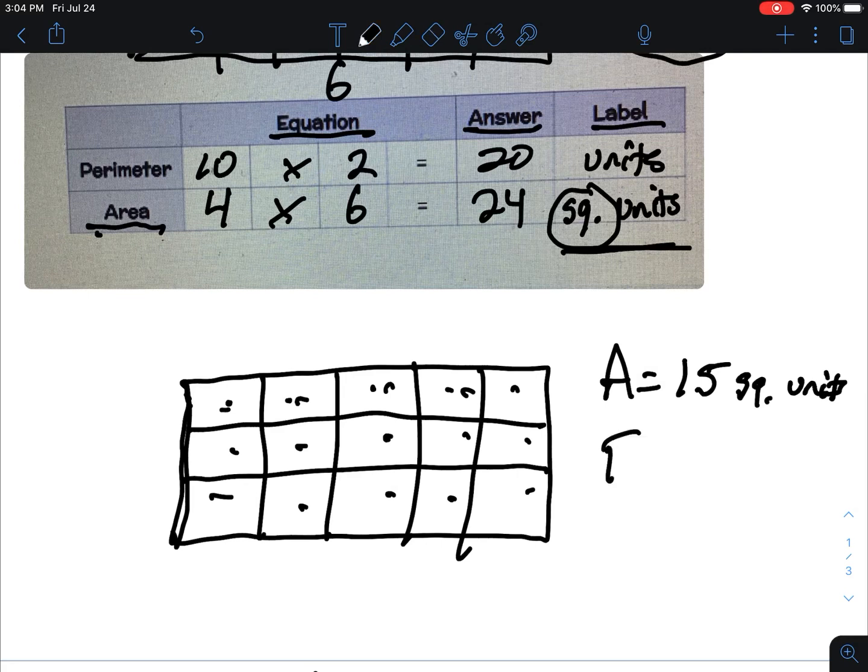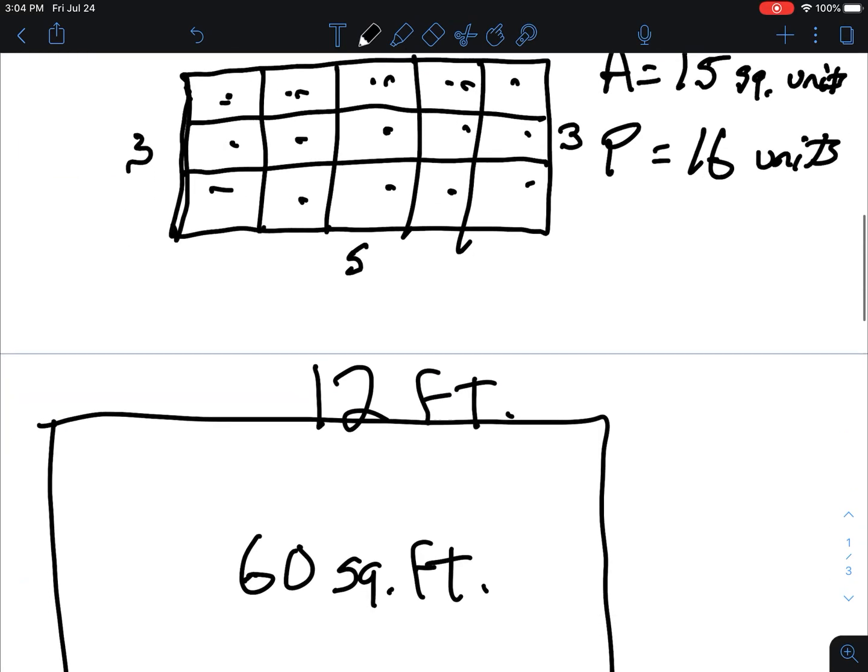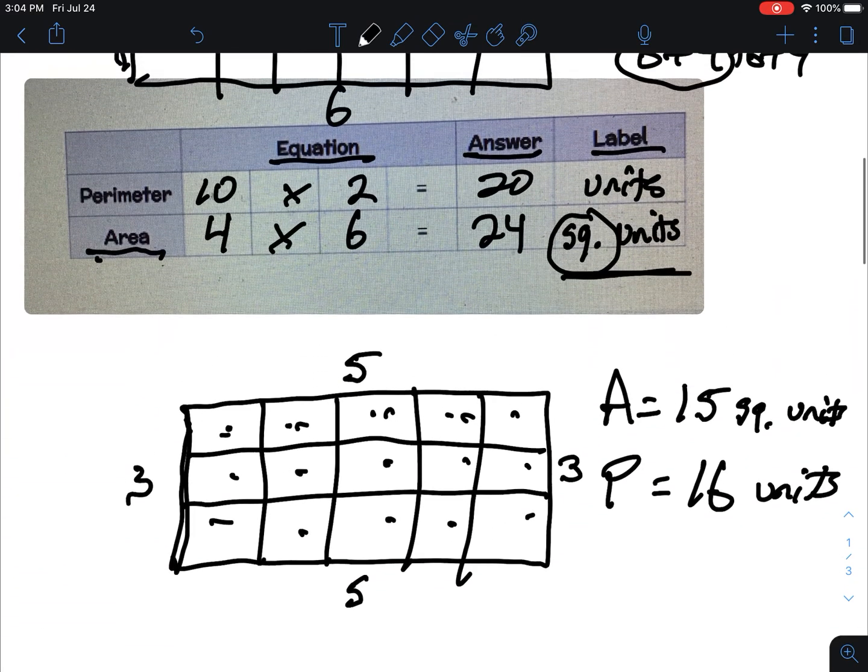All right, and then second thing I want you to do is, now I want you to find what is the perimeter of this rectangle. Okay, so for perimeter, remember you're measuring the side. So that side's 5, that side's 3, but that's not all the sides. Don't forget to write your 5 here, your 3 here. You add everything up, and hopefully you got 16 units. All right.